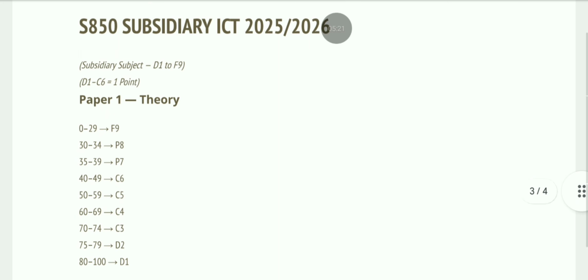Paper 1 and paper 2, paper 1 contributed the theory part, it contributed 40%, and the practical part contributed 60%.